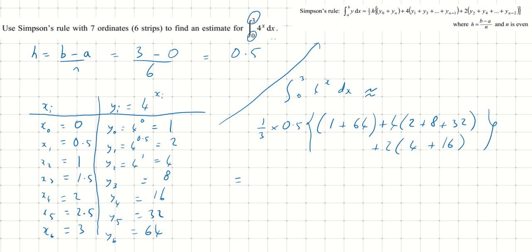We can work this out now. We get 1/3 times 0.5. Okay, and we get, first bracket is 65. The next bracket multiplied by 4 gives us 168. Next one is 20 times 2, plus 40. Okay, so now we get 1/3 times a half times 65 plus 168 plus 40, and that gives us 45.5, which is our estimate for the integral using Simpson's rule.